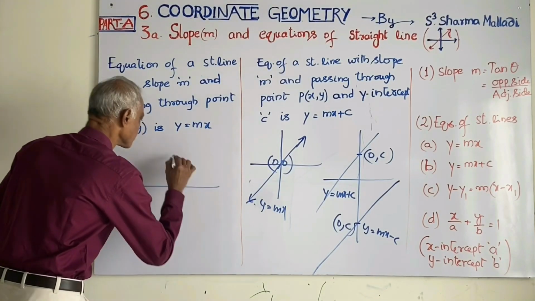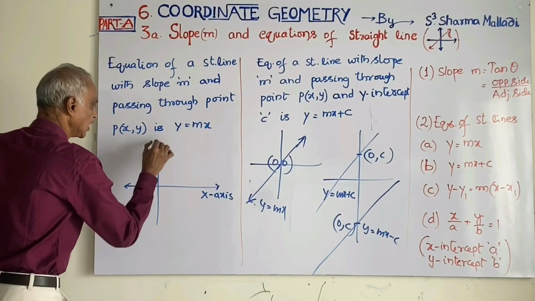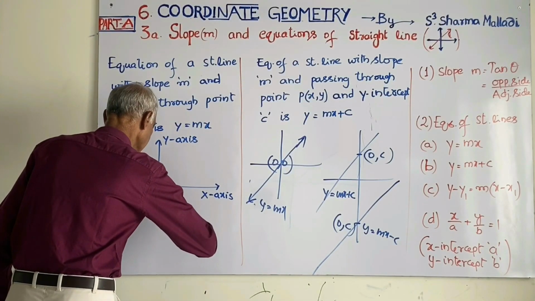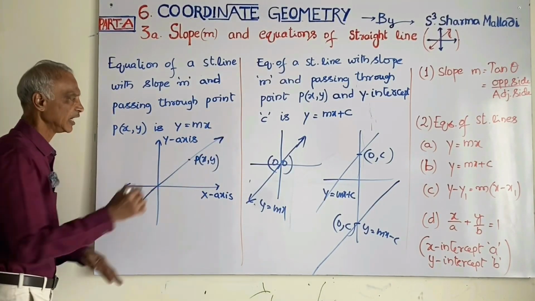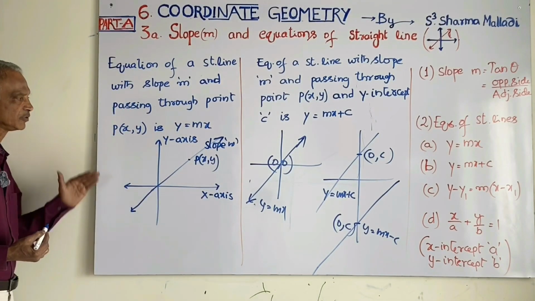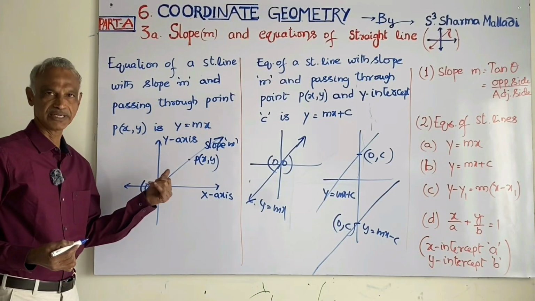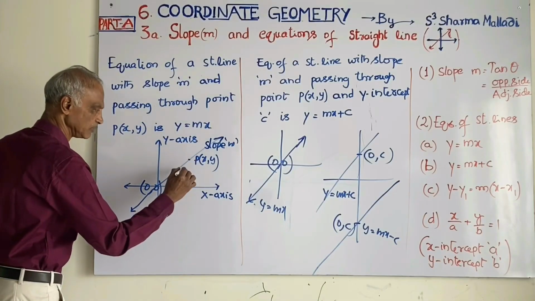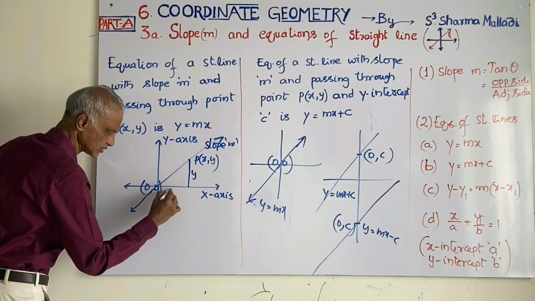Now this is x-axis and this is y-axis. We have to find the equation of a straight line which is passing through a point p x y and having slope m. We have to find the equation of a straight line which is passing through origin, having slope m and passing through the point p x y. This line is passing through the point p x y, means this perpendicular distance is y and this distance is x.